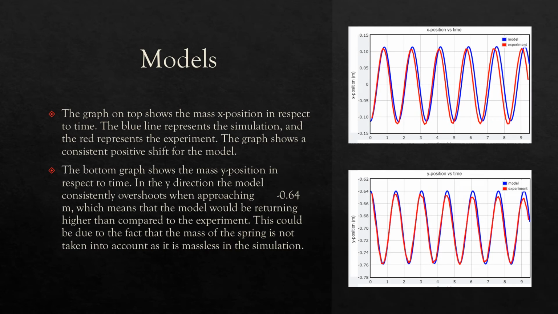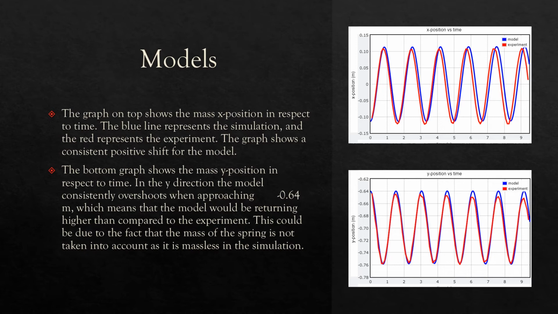Models. The graph on the top shows the mass x position with respect to time. The blue line represents the simulation and the red represents the experiment. The graph shows a consistent positive shift for the red model. The bottom graph shows the mass y position with respect to time.